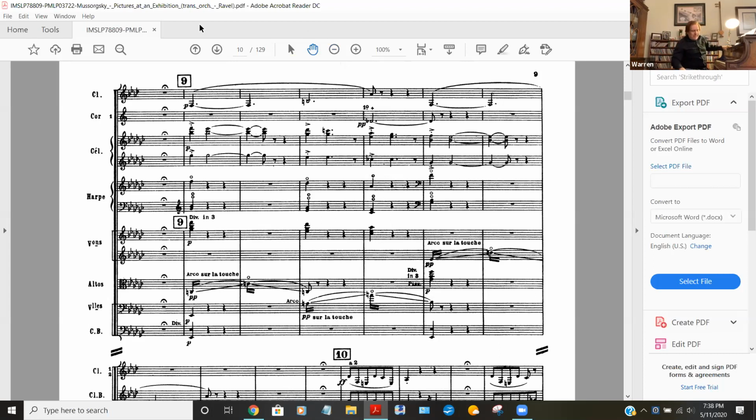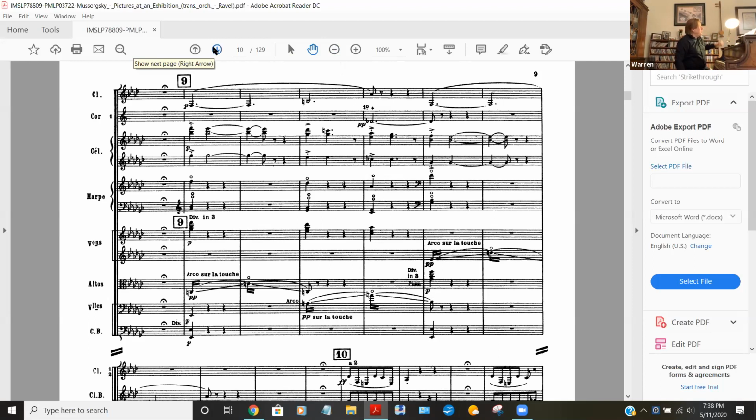He does exactly the same thing where he has the hut of the Baba Yaga, this very gnomey type of creature, ending with the Great Gate of Kiev, which uses as its theme the theme from the Promenade. So therefore, he has the parallels. The structure of the whole piece begins and ends with the same idea.